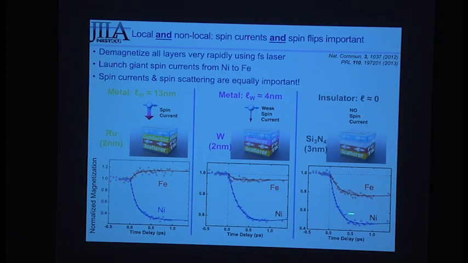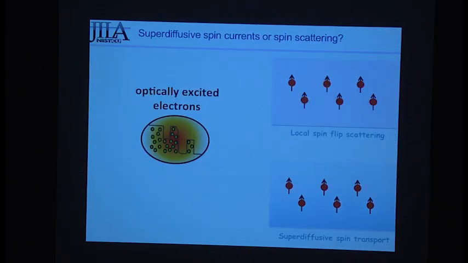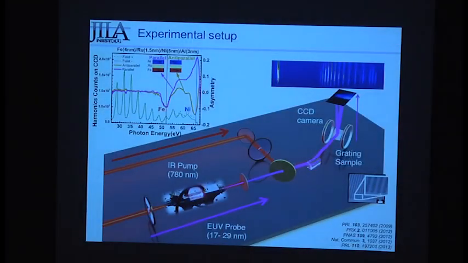There is no way this can happen unless you have two mechanisms at work. Because there were no spin currents going from nickel to iron, there must be a local spin scattering mechanism within the iron layer. And how are you measuring the magnetization? Just by measuring the change in reflectivity. It literally is just what we showed here.